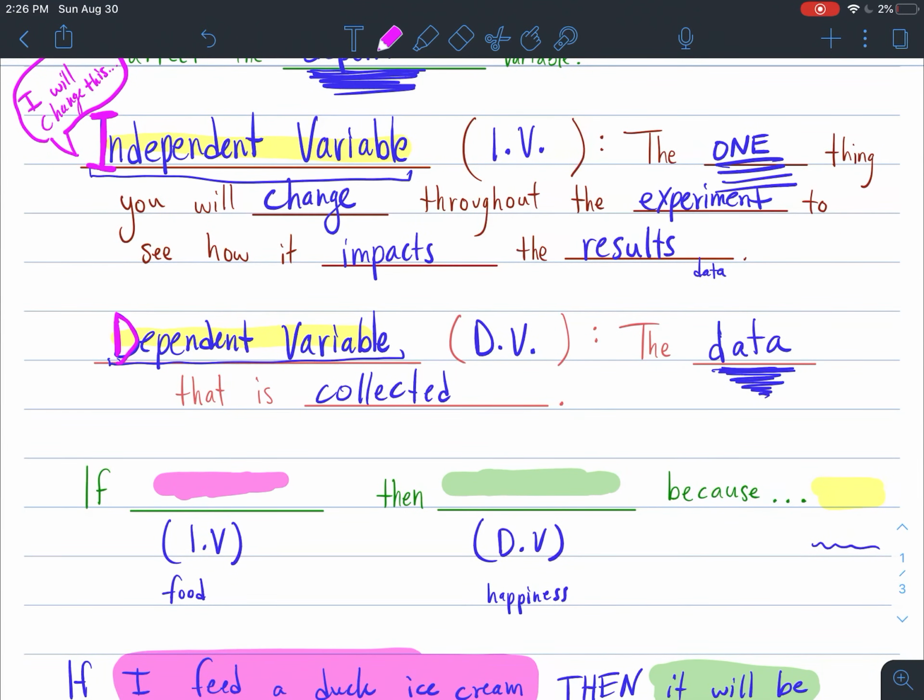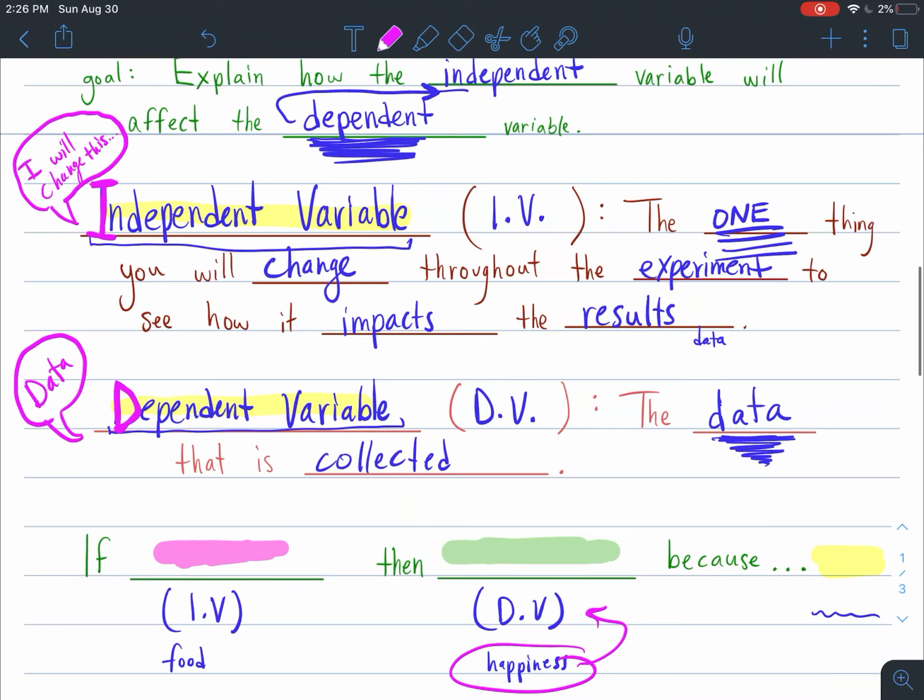The dependent variable starts with the letter D, and D just stands for data. What is the data that I'm collecting in this experiment? Well, it's the happiness of the duck. So the duck's happiness is the dependent variable. The thing I'm going to change is the independent variable, and that was, again, remember, the food.